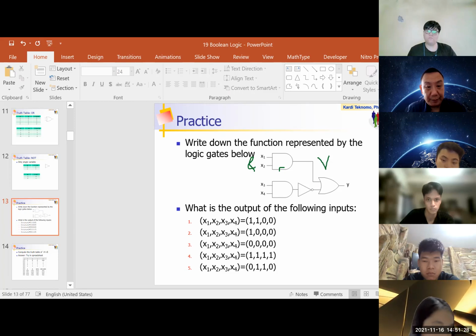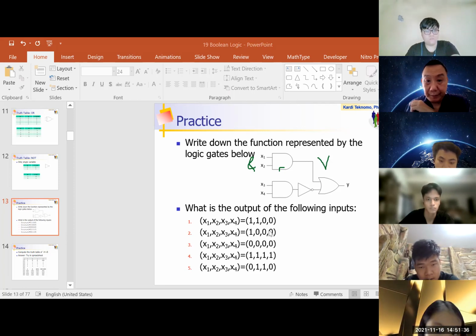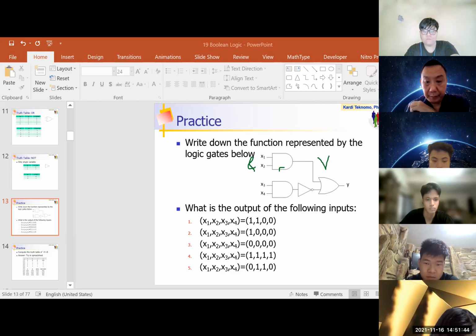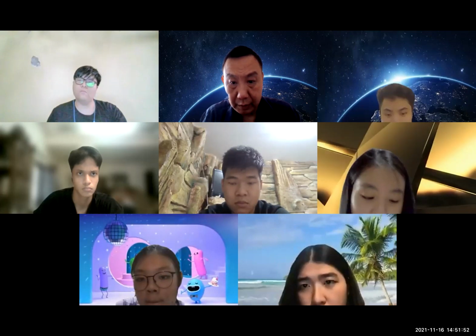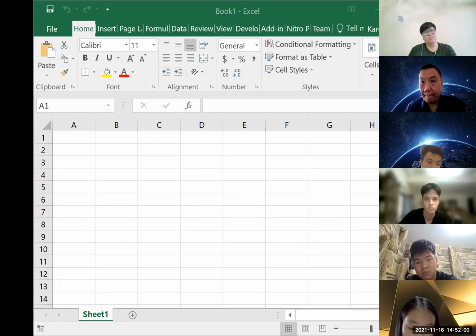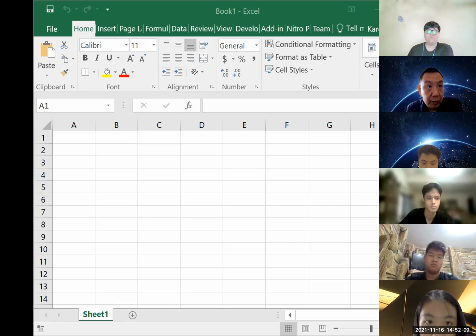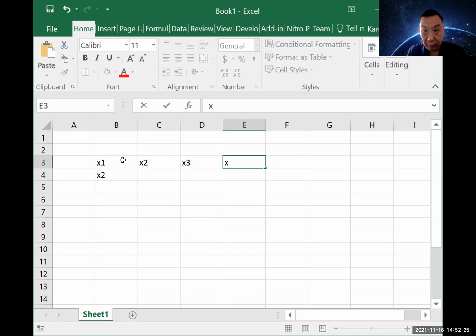So what will you do with that? Using Boolean algebra, you can create a circuit. You can create a logic circuit. So let me put it out. Screen Excel, right? So what do we have here? We have x1, small, yeah? x1, x2, make it the same like this. x2, x3, x4. So this is the input.